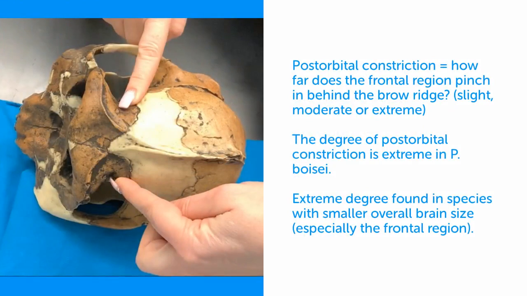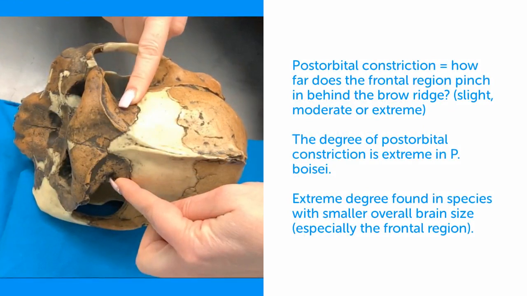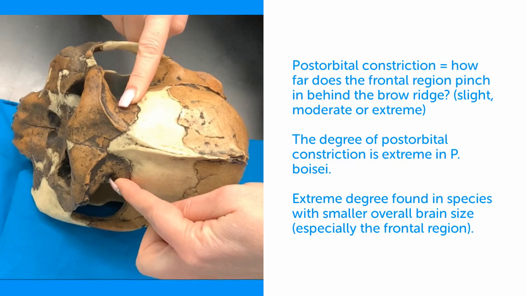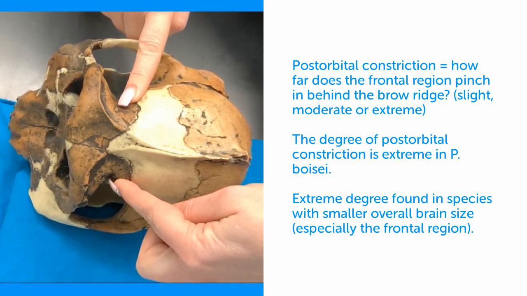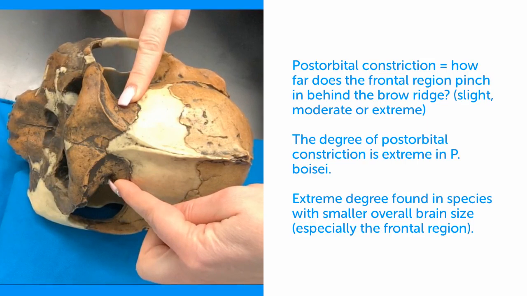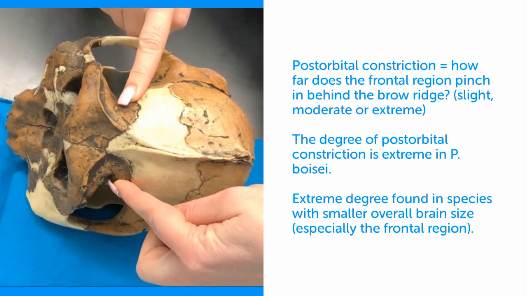The next feature that we will look at is called postorbital constriction. So postorbital constriction refers to how far the frontal region of the skull pinches in behind the brow. Is it slight, moderate, or extreme? We see an extreme degree in species that have a smaller frontal region of the brain.